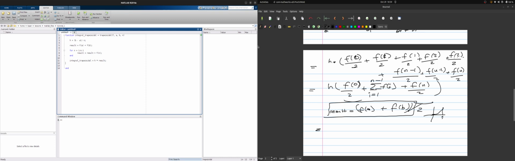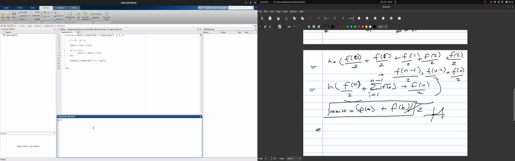To save trapezoidal.m. How can we check that the function is actually working? So for example, we can first have a function, let's call it v, a function of x, and in our case it's x squared.